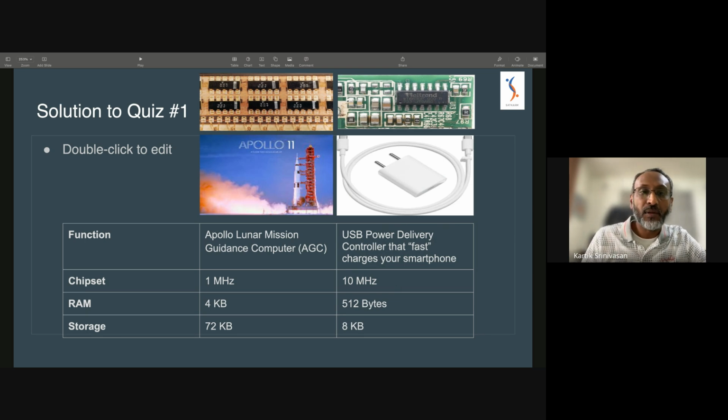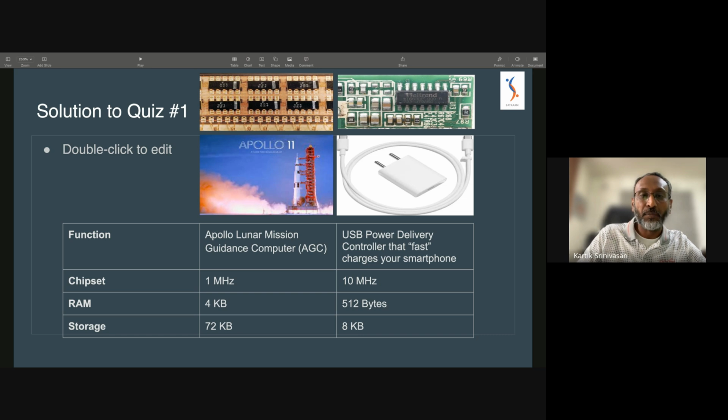The first chip was actually a guidance computer chip, right? That was used in the Apollo mission. We are talking 1969, 1970, right? So that yellow color chip is actually from that environment. So look at the chipset, right? It was a 1 megahertz chipset, had 4 KB of RAM, and had 72 KB of storage, right?